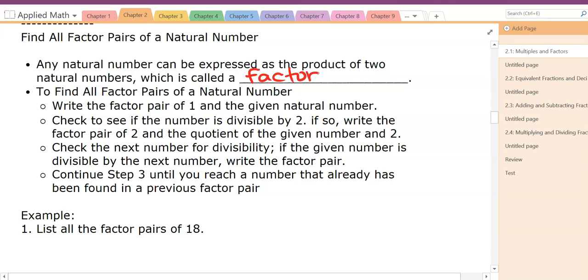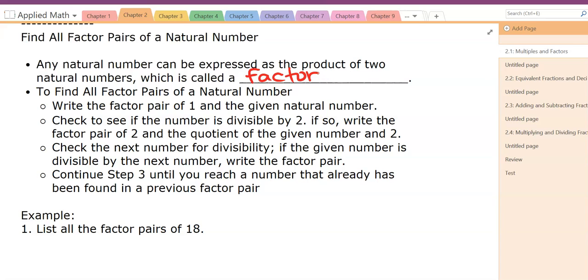Okay, so each number that you break it down to would be considered a factor. So like 3, I could write as 1 times 3. 1 would be a factor, 3 would be a factor. 4, I could write as 2 times 2. So 2's would be factors, and I could do 1 times 4. So certain numbers are going to have a lot of factors. Certain numbers are only going to have a couple.